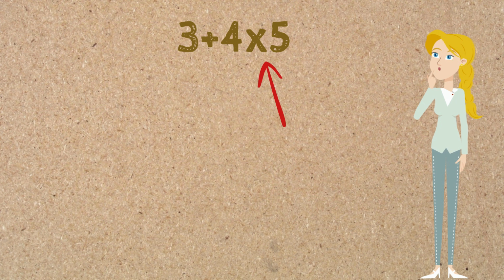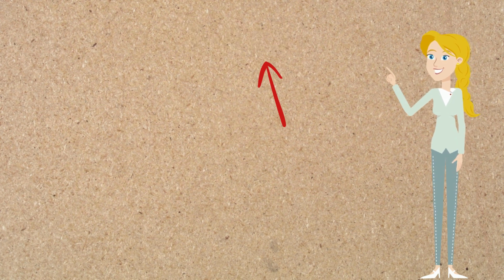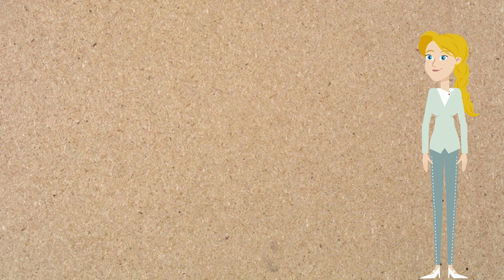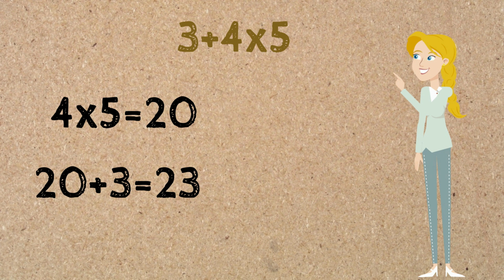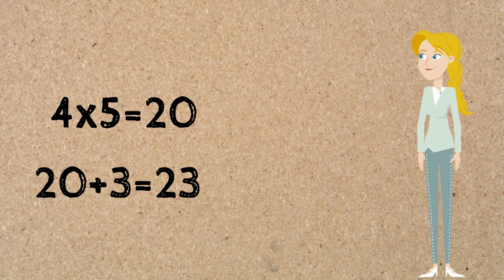Now let's look at it in another way. You might say, actually, I'm going to do the multiplication first. So I have 4 times 5, which is 20, and then plus 3, which gives me the answer 23. So 23 is my answer.